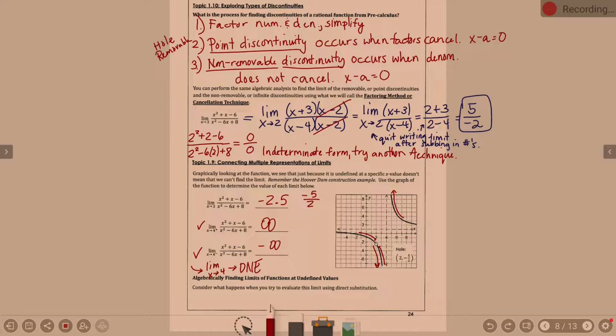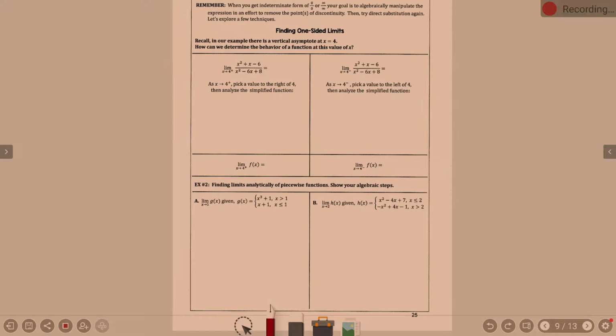Algebraically finding limits of functions at undefined values. Consider what happens when you try to evaluate this limit using direct substitution. Again, you're going to get these indeterminate forms, 0 over 0 or infinity over infinity, if you tried to find these by plugging numbers in, which is why we have to have other techniques. Graphing is one of our other techniques. Factoring would be one of our other techniques. Okay? And it mentions that at the top of the next page.